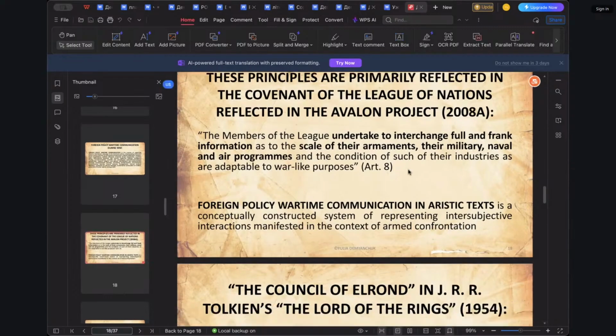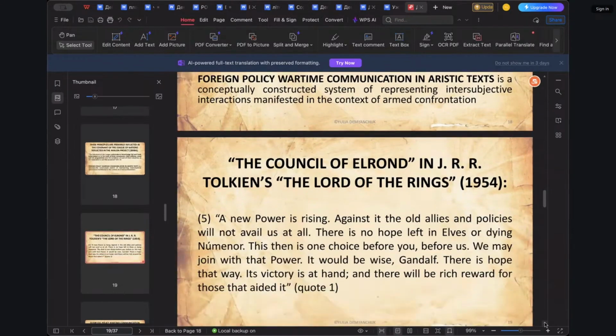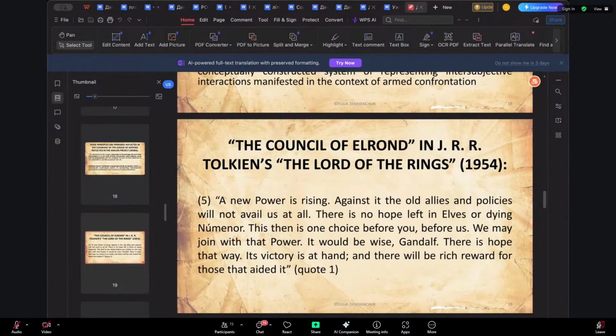And in this slide, you also see the statement that, due to artistic texts and artistic discourse, foreign policy wartime communication differs in different types of discourse, as I mentioned at the very beginning of my presentation. Here you can find the extract from Tolkien, The Lord of the Rings, and here is a very appropriate example of foreign policy wartime communication. An illustrative example of this type of communication can be found in this short fragment of text.